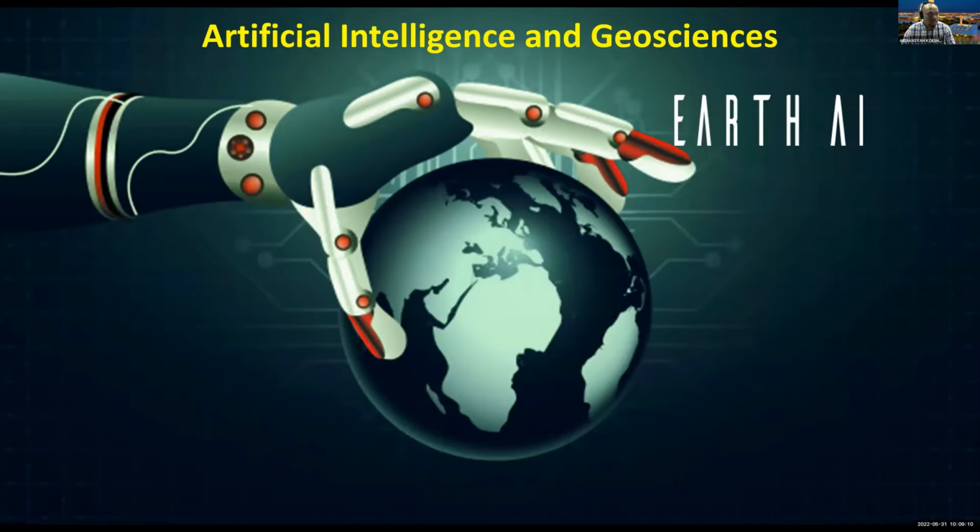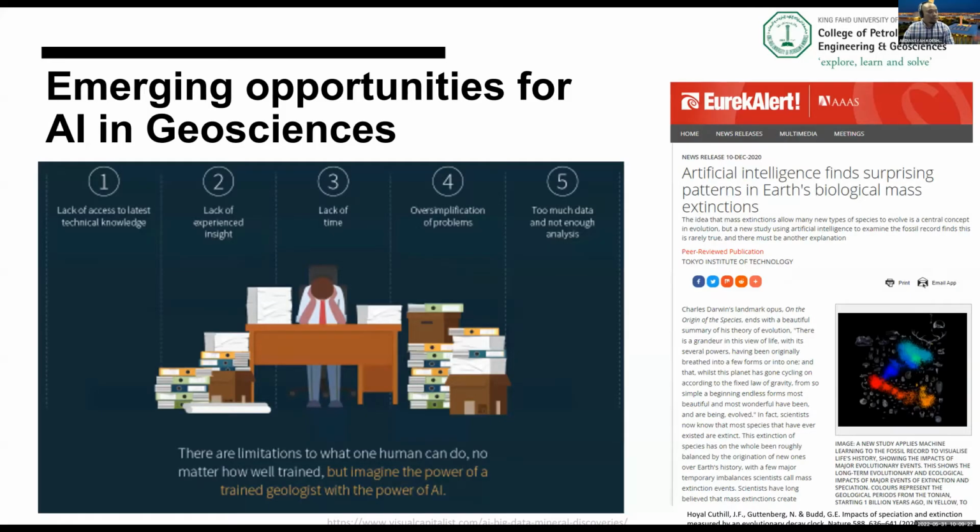Now let's move into artificial intelligence and geoscience, and why we are interested in looking at how we can use AI in geoscience. Here is a quick article about emerging opportunities for AI in geoscience. Mostly, we are dealing with at least these 5 big problems. First, lack of access to the latest technical knowledge. For example, most of this technical knowledge is clustered in big companies, let's say big oil companies, and big academic institutions, and in between, we are pretty much quite lost.